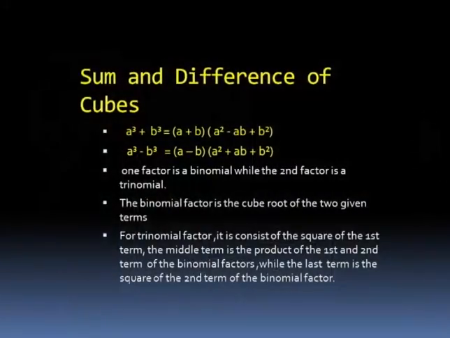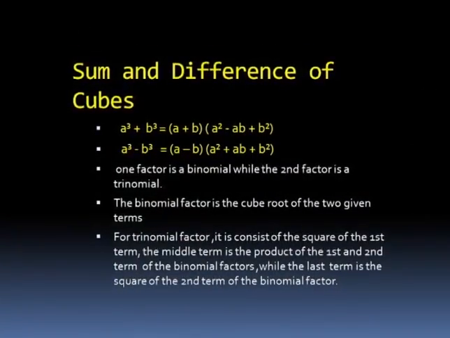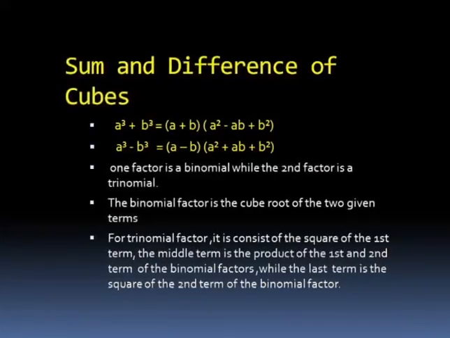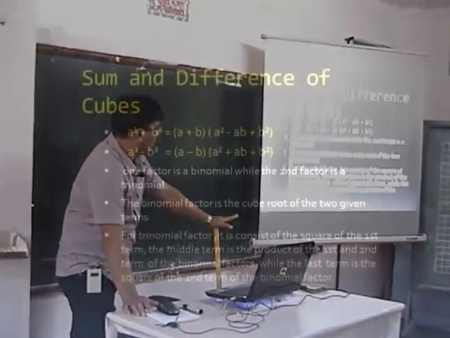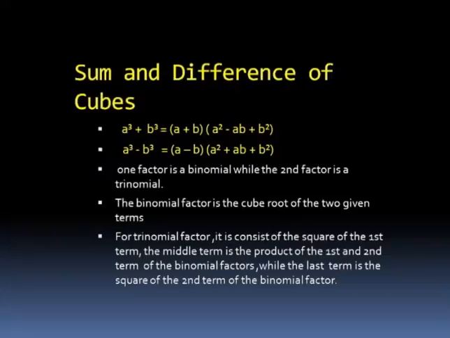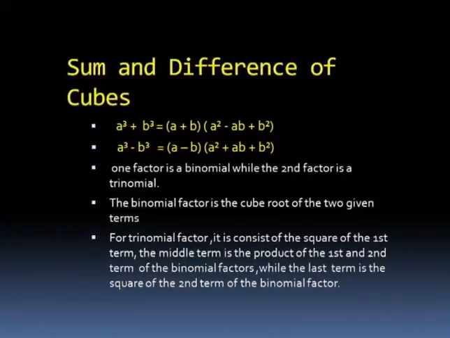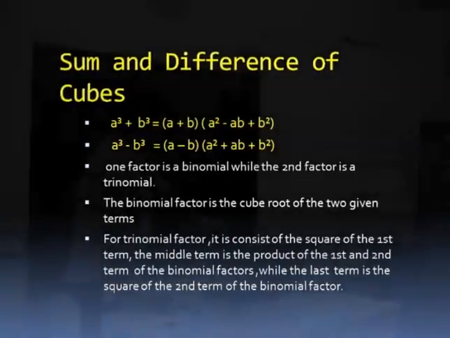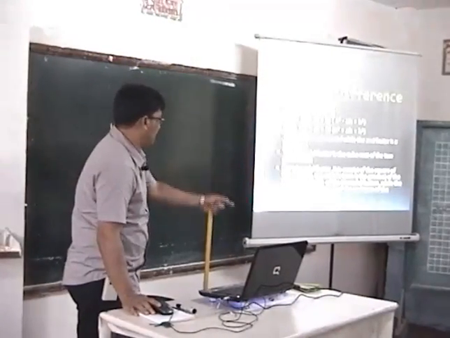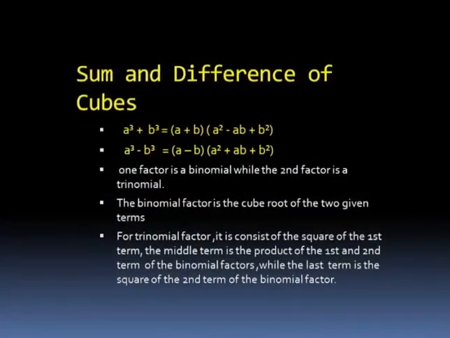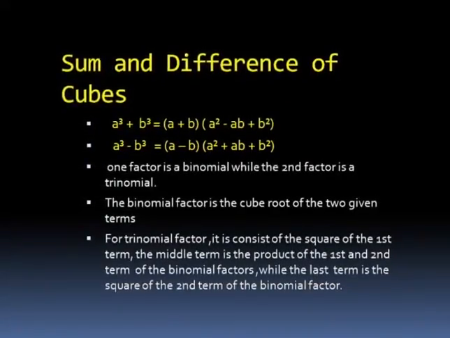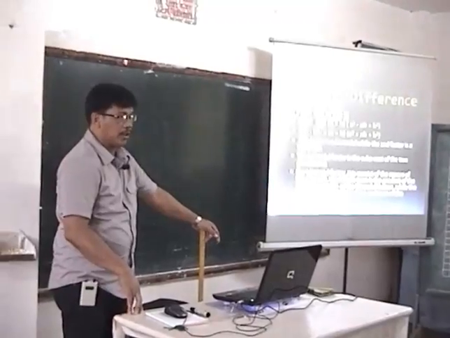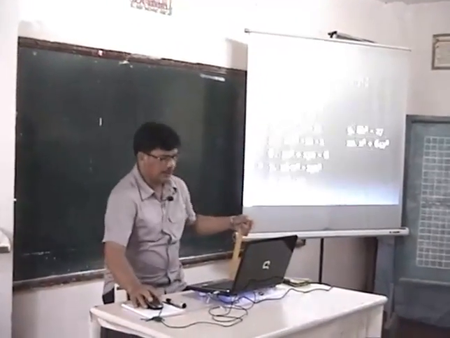For sum and difference of cubes, again, one factor is a binomial, while the second factor is a trinomial. The binomial factor is the cube root of the two given terms. What I mean is the first term and the second term. The trinomial factor consists of the square of the first term of the binomial factor. The middle term is the product of the first and second term of the binomial factor, while the last term is the square of the second term of the binomial factor. Alright. So these are now all the things to remember.